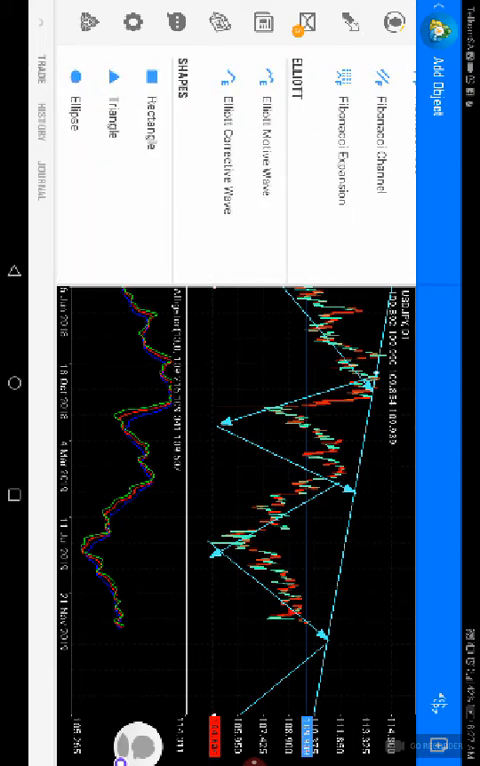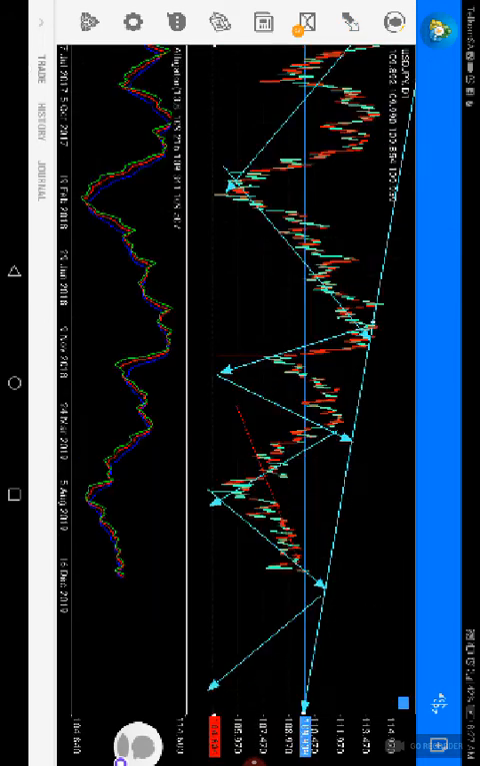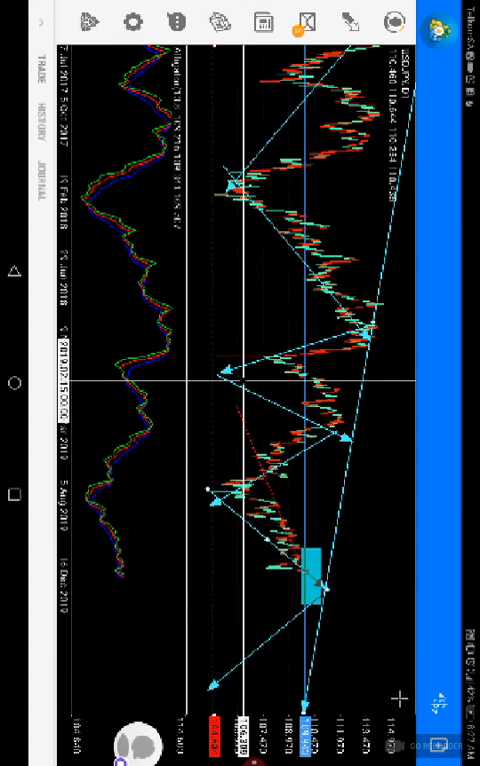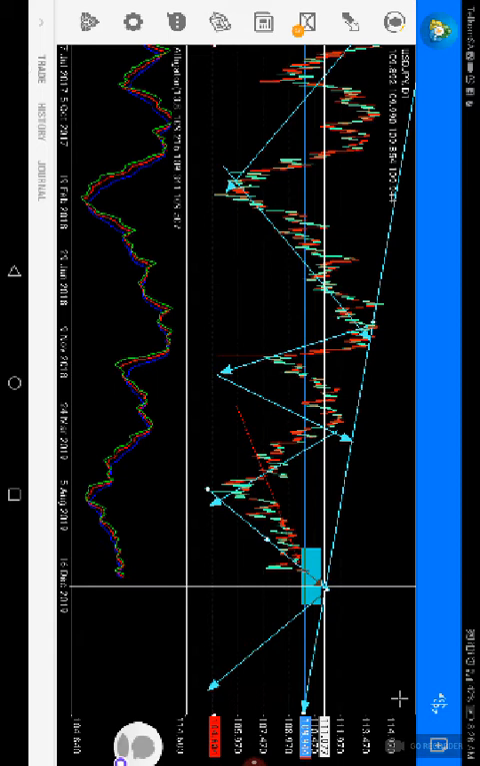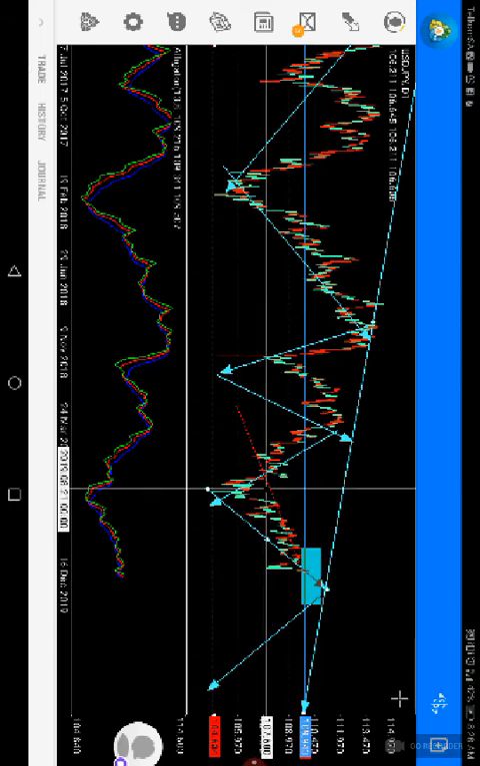So what we are going to do now is add a box. We'll go to shapes, get a box, and mark this zone like this. What we're expecting is for it to play around there on top, until it touches or reaches the trend line that we've been drawing. Then we'll start selling hard.